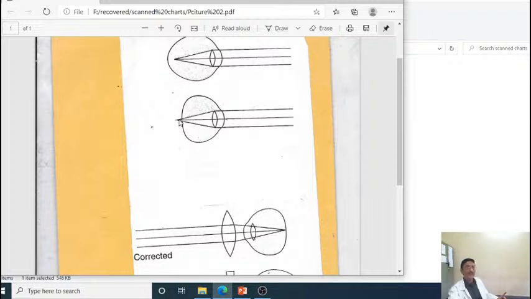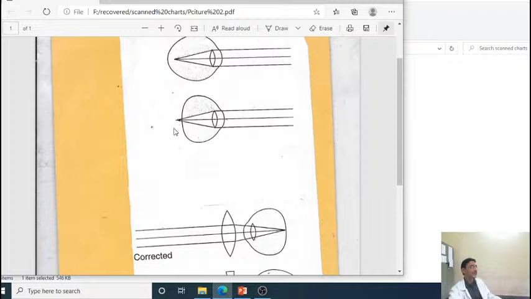So the first cause for these refractive errors could be an increase in the anterior-posterior length of the eyeball. Because the length of the eyeball itself is increased, the image is forming in front of the retina. Or it could be a shortening of the anterior-posterior length of the eyeball. A short anterior-posterior length will cause the image to form beyond the retina. So one reason is a change in the anterior-posterior length of the eyeball.